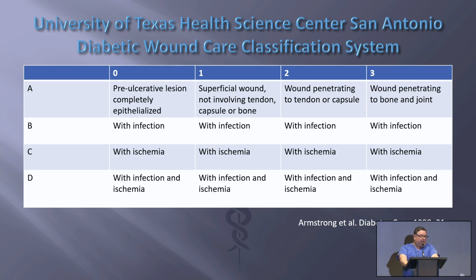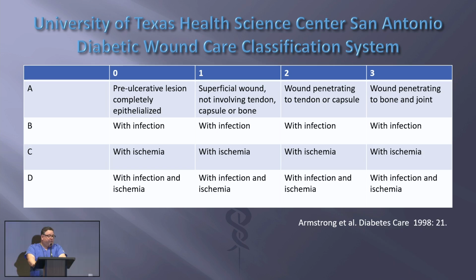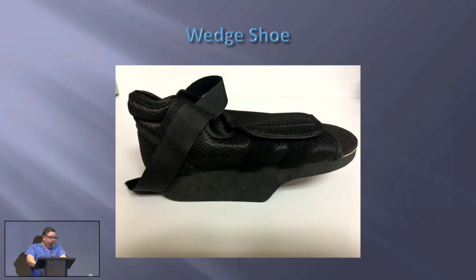And once again, I think Dr. LaPorte showed this with the University of Texas San Antonio classification system. And this is good, especially for a CLI meeting, because this incorporates not just infection, but it also incorporates infection and ischemia. And we could see that, all the way to the bottom right of this, the grade 3D ulcer is with infection and ischemia. So it combines both circulation and the depth of the ulcer.